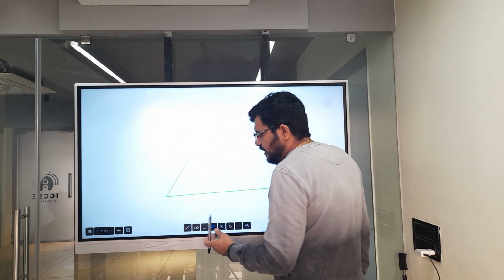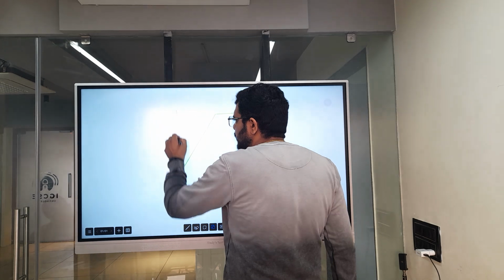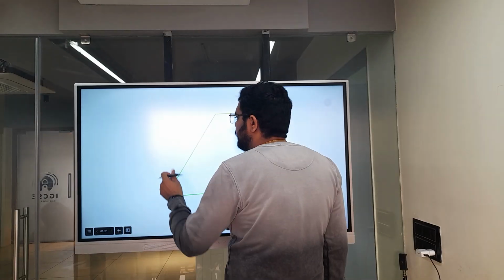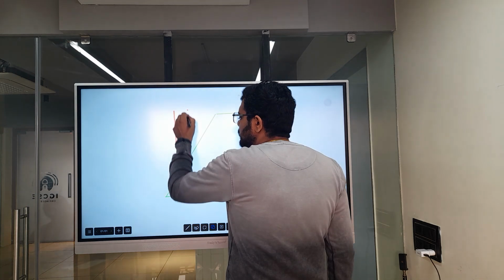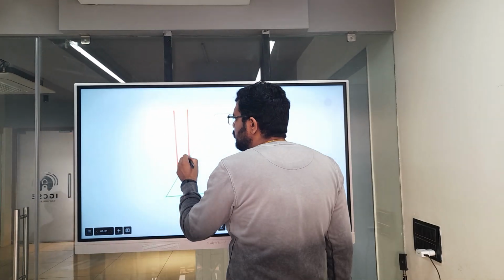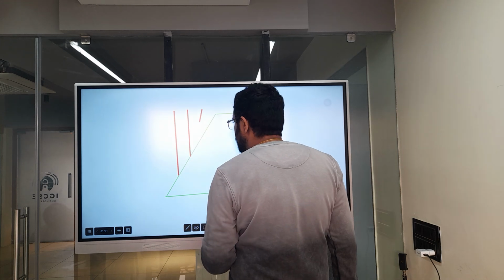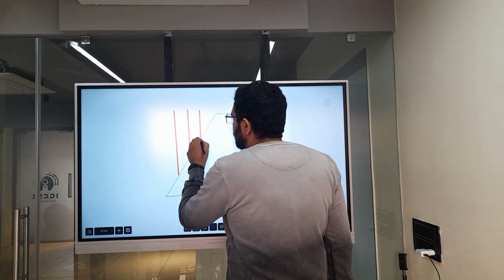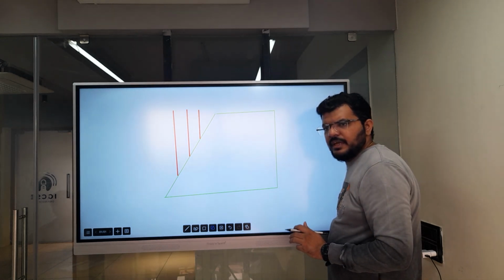Now, let's see. Let me also draw only 3 wave fronts. Let's see what happens. So this is 1, this is 2, and this should not be the third one. This is the third one. Equidistant by view? Yes, sir.